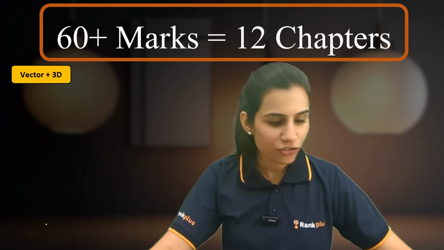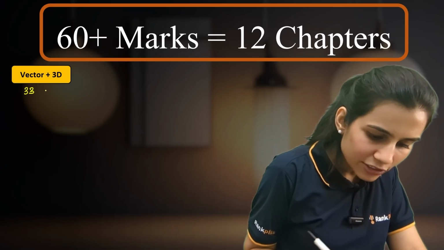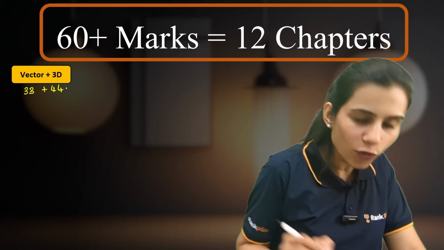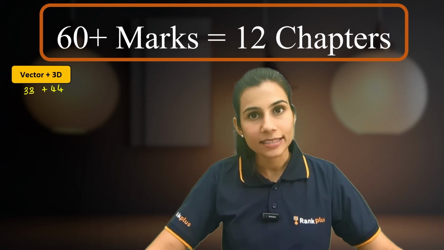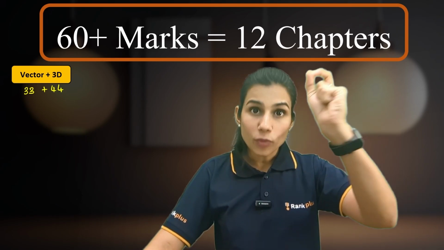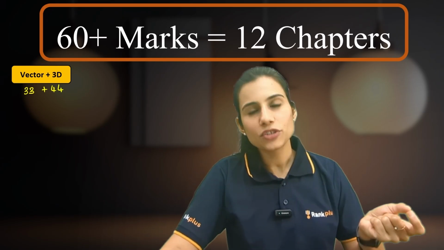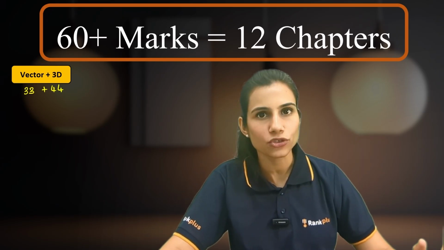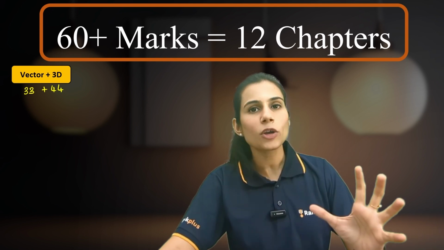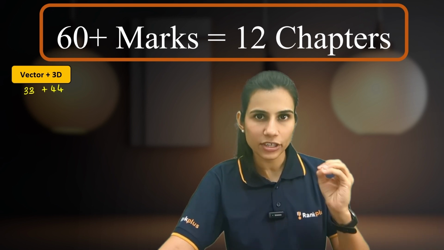Up next, vector and 3D geometry. Well, from vectors 33 and from 3D 44 questions have been asked in your 2024 JEE Main exam, just in 1 year. But if I talk about 2023, there were 48 questions from vectors and around 71 questions from 3D. Can you imagine the weightage? Can you imagine around 2 to 3 questions just from this chapter, vector and 3D geometry?